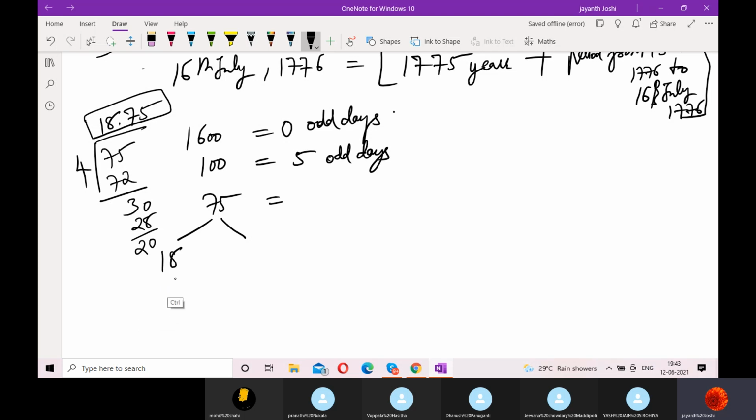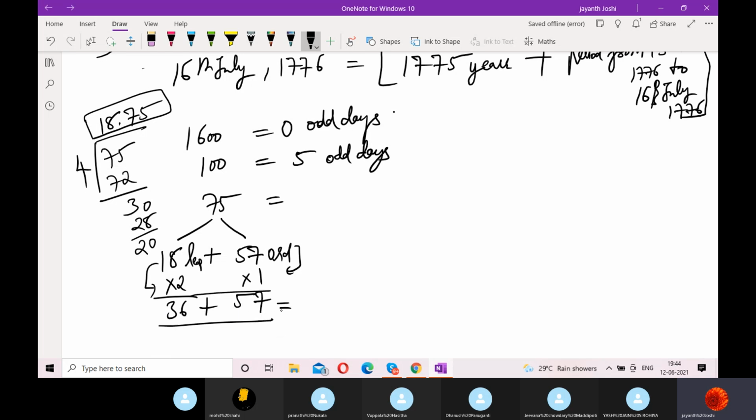So we will take exactly 18 leap years, because when we are dividing by 4, we are getting the data for leap years, and leftover 75 minus 18 is 57 ordinary years. L for leap and O for ordinary. Okay, I'll just write it. Now one leap year has how many odd days? And one ordinary year has how many odd days? So again it is 36 plus 57. That is equivalent to how much? 93 odd days.